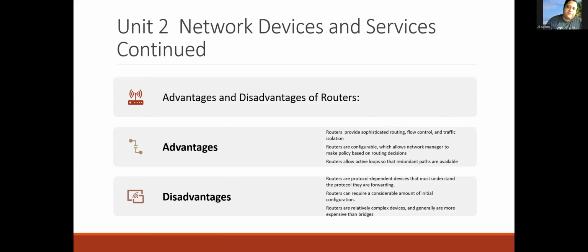Yeah. Some disadvantages. Routers are protocol-dependent devices that must understand the protocol they are forwarding. So they essentially have to know the language of the protocol, in the sense of they have to know how their table looks and works unless it's been changed. Routers can require a considerable amount of initial configuration. Routers are relatively complex devices and generally are more expensive than bridges. Bridges are pretty cheap, but I don't really talk about bridges much. Bridges are kind of an old school way of doing things.